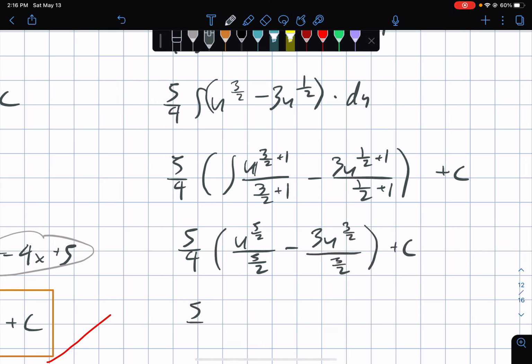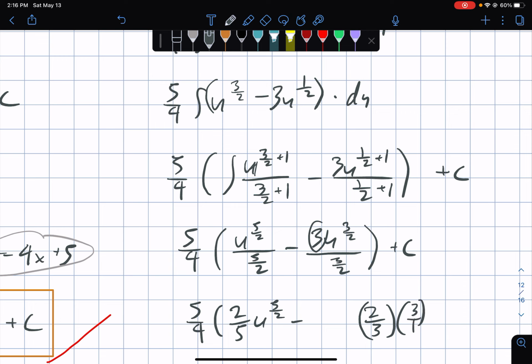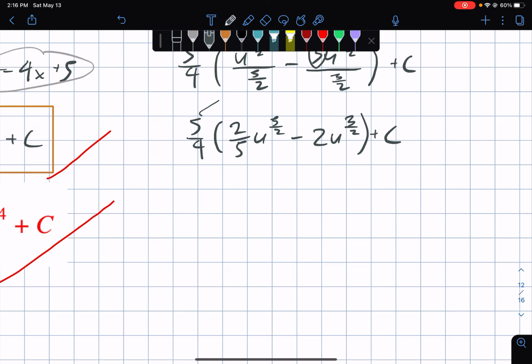And then plus c, 5 over 4, 2 over 5 u raised to 5 over 2 minus 2 over 3 times 3. Wait, 2 over 3 times this one, which is 3. It's gonna be 2. So 2 raised to 3 over 2, then plus c. And then distributive property. So you have 1/2 u raised to 5 over 2. You have 5 over 2 u raised to 3 over 2.